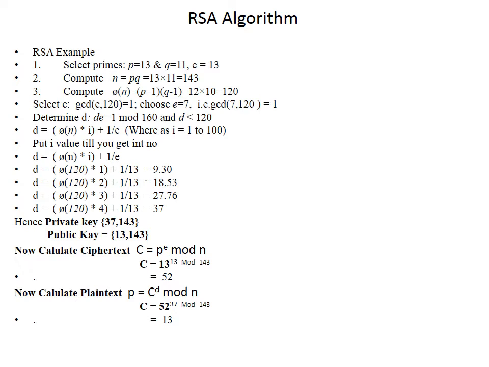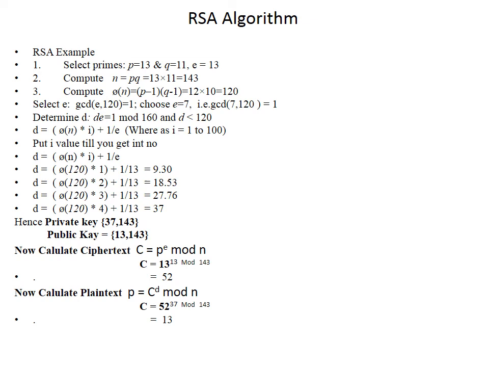Put this C value in to calculate the plain text. P is equal to C to the power of D. So what is the value of C? Here we have calculated that the C value is 52. And what is the value of D? D is equal to 37. 52 to the power of 37 mod 143 is equal to 13. So you get the same plain text message.